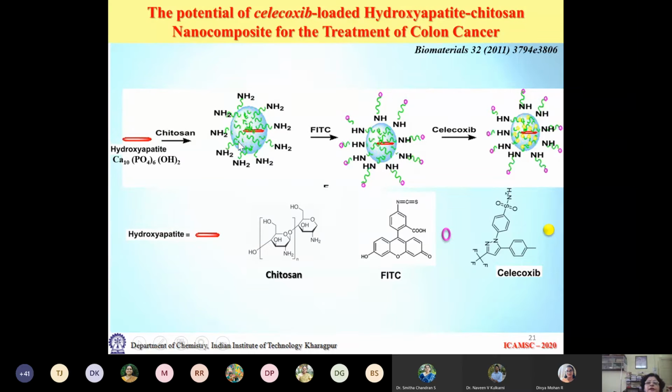If you have NH2 functionalization, then you can attach, say, a fluorescent moiety to the surface of the carrier, because we want a thorough output. We want to see how the cell is moving. So FITC is such a moiety which you attach to the surface of the delivery system.